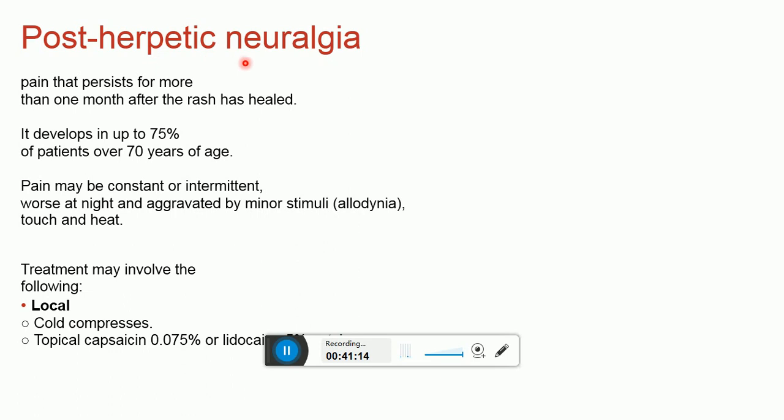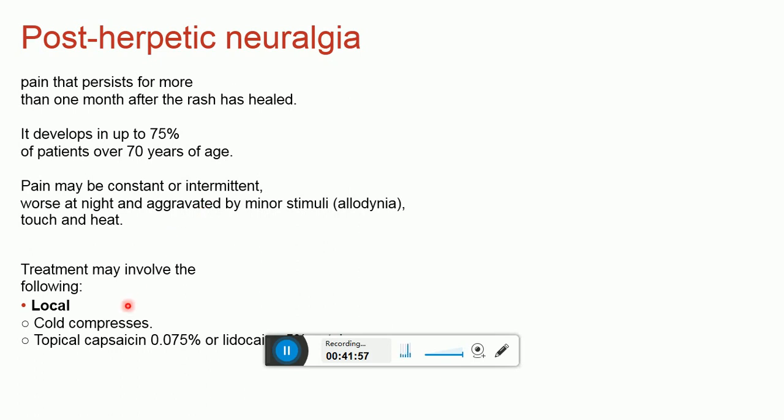Post-herpetic neuralgia is pain that persists for more than 1 month after the rash heals. It develops in 75% of patients over 70 years of age. Pain may be constant or intermittent, worse at night, and aggravated by minor stimuli, called allodynia, such as touch or heat. It improves slowly over time, with 2% of patients affected after 5 years. Neuralgia can impair quality of life and lead to depression of sufficient severity that there is a danger of suicide. Severely affected patients should be referred to a specialist pain clinic.